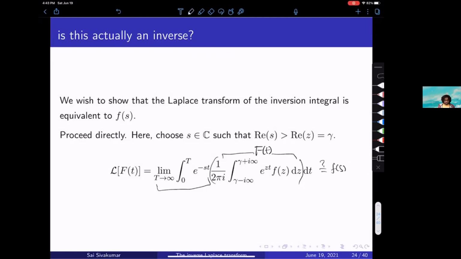But it's really weird. So first, we want to choose s so that it actually converges. So we want the real part of s to be greater than whatever the real part of z was, which is gamma, because we're integrating over this line. So if we choose the real part of s to be greater than gamma, then this thing is going to dominate. Like in the beginning, when I was talking about the Laplace transform, I said the same thing.